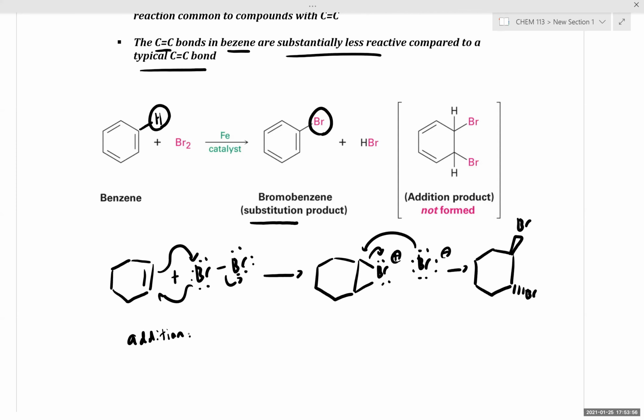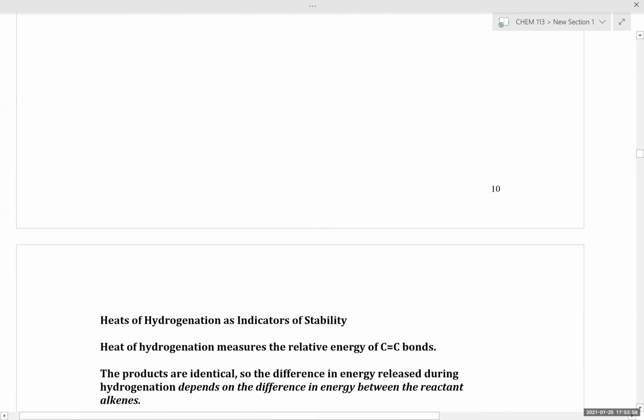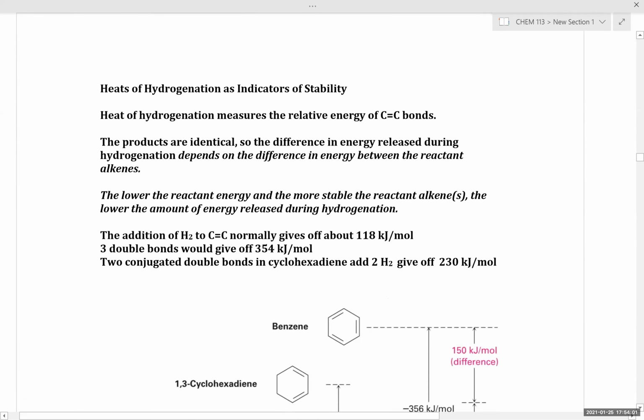Okay, so let's keep going now. And let's look at heat of hydrogenation and how that serves as an indicator of stability. So the heat of hydrogenation measures the relative energy of carbon-carbon double bonds.